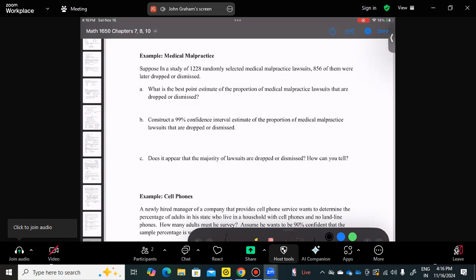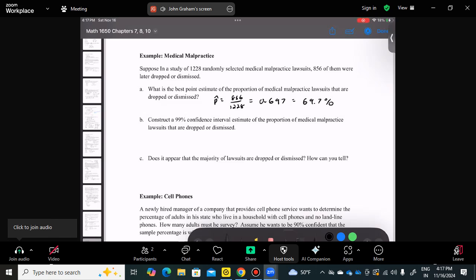So we're looking for a proportion. Here, the proportion for the sample is 856 over 1,228. Let's get a proportion value for this. 856 divided by 1,228 is 0.697, or 69.7%. Right, that is our best point estimate. That's the most calculation you'll have to do with a proportion problem for the best point estimate.